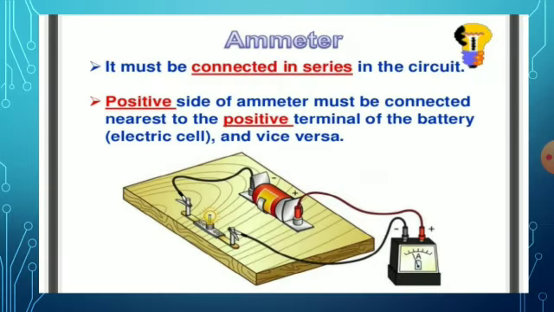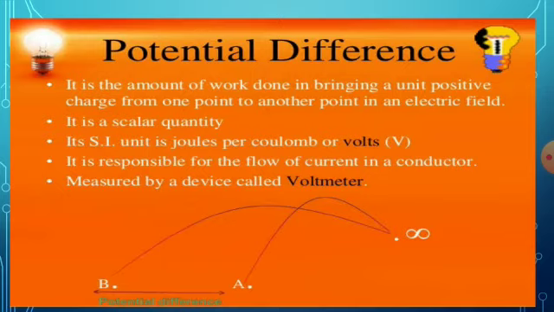Next one, ammeter. This is the instrument used to measure the electric current. Usually we connect the ammeter in series in the circuit. To connect the ammeter with the battery, the battery's positive terminal should be connected to the positive terminal of the ammeter, and the negative terminal of the battery should be connected to the negative terminal of the ammeter. Like that you connect.